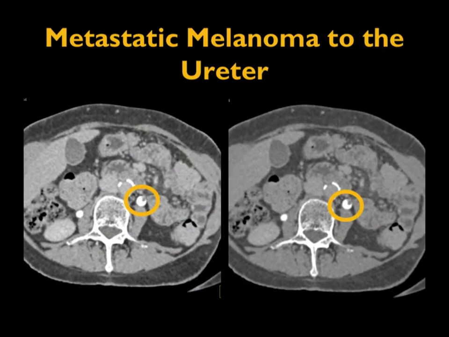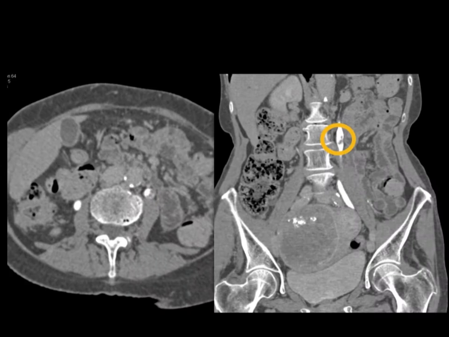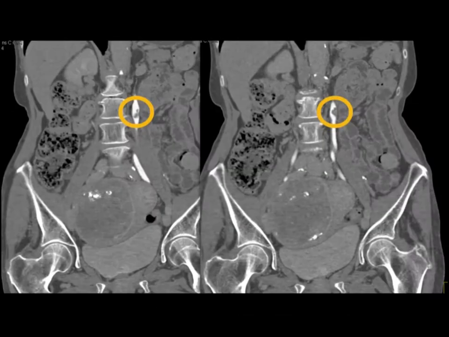This is a nice example of a patient with melanoma. You see a dilated left ureter. You start looking at this a little bit more carefully. You see a filling defect at about 2 o'clock. And here's that same filling defect on the coronal views.